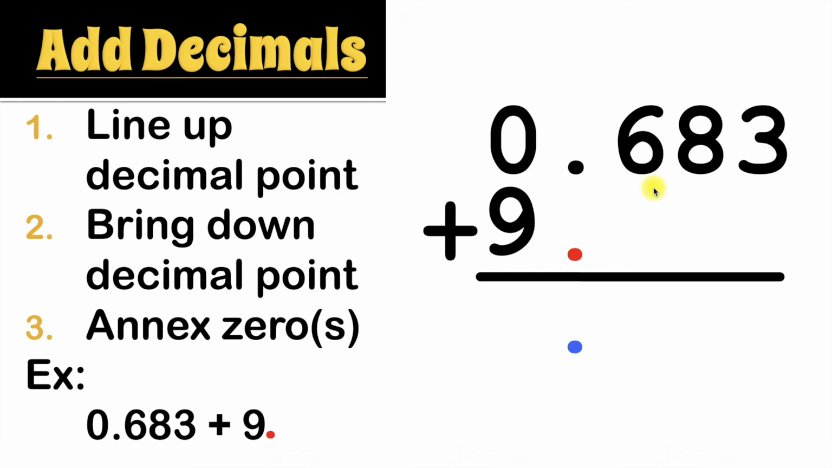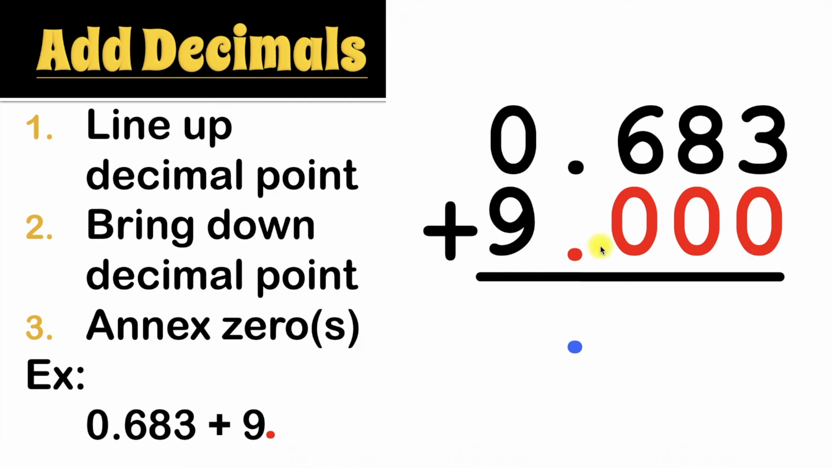Our first spot here is under the 6. So let's place a 0. Our next blank space is under the 8. So a 0 will go there. And our last blank space is right underneath this 3. And we'll place a 0 there as well.